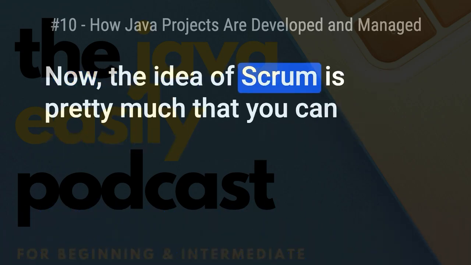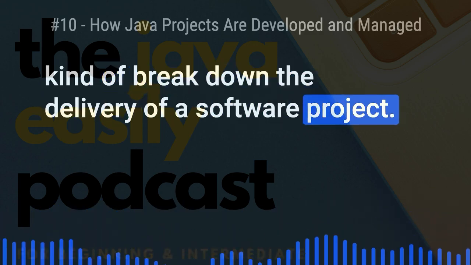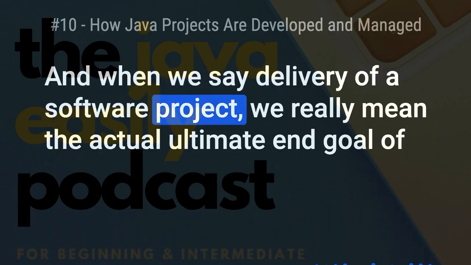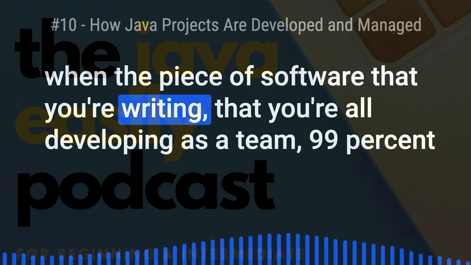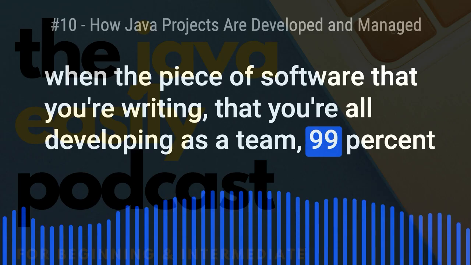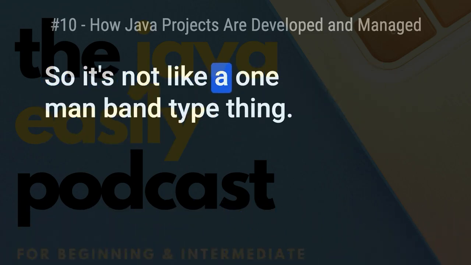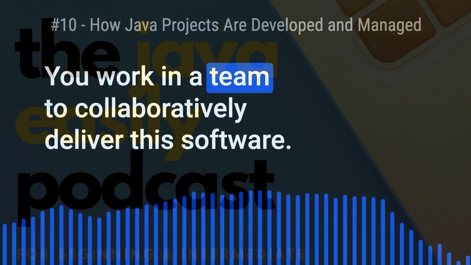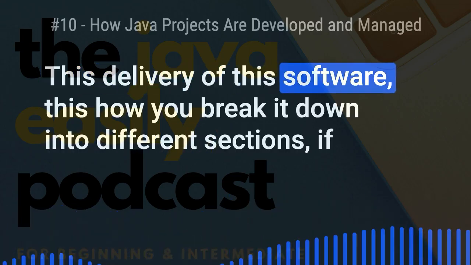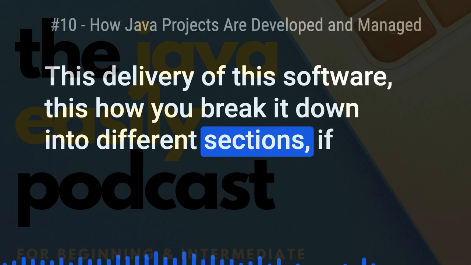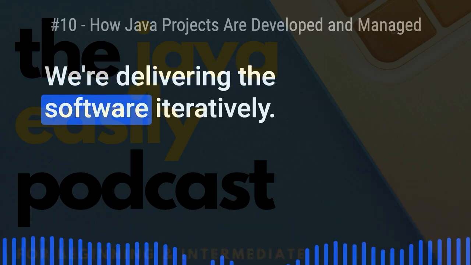Now, the idea of Scrum is that you can break down the delivery of a software project. And when we say delivery of a software project, we really mean the ultimate end goal of the piece of software that you're all developing as a team. 99% of Java software developers today have to work in a team, so it's not a one-man band type thing. You work in a team to collaboratively deliver this software. How you break it down into different sections is done in what's known as an iterative way. We're delivering the software iteratively.